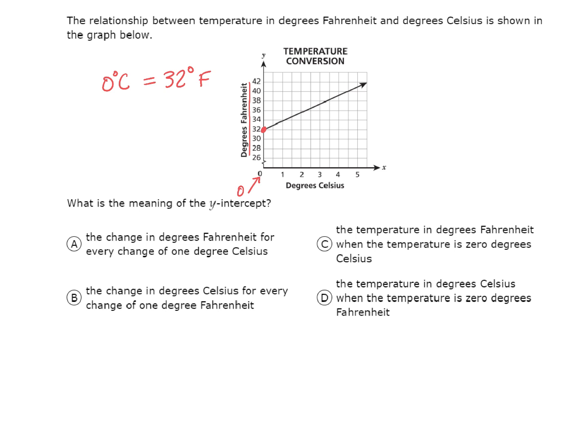It's not going to represent a change because it's a starting point, so I can rule out A and B. And it says for C, the temperature in degrees Fahrenheit when the temperature is 0 degrees Celsius. So that matches what I said. Let's just check D. The temperature in degrees Celsius when the temperature is 0 degrees Fahrenheit. No, because it's not 0 degrees Fahrenheit. It's 32 degrees Fahrenheit. So it's choice C.